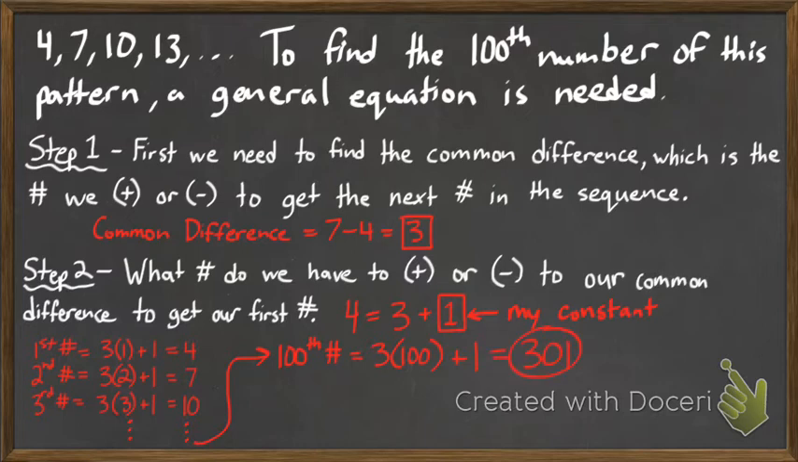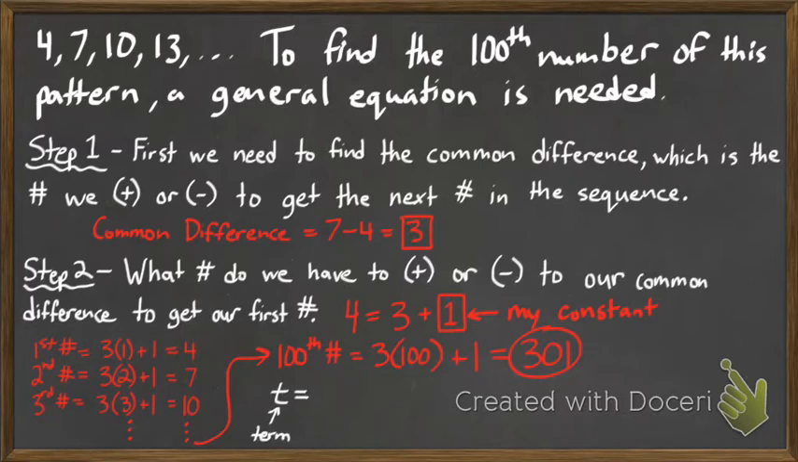So 301 would be the 100th number in this linear pattern. Like we said before with the brute force method, you would eventually get there, but if you have to count 100 different numbers, the odds of making a mistake greatly increase. So it's better to do something that's more sure, like creating a general equation like this.